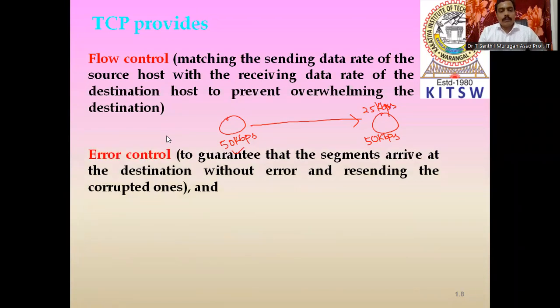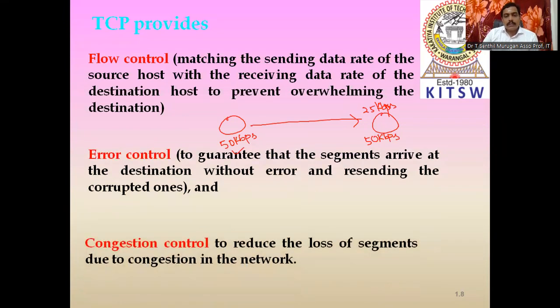Next, error control. While transmitting data, some data may be lost. Error control should guarantee that the segment arrives at the destination without error, resending the corrected ones. It will check whether all the data is transmitted properly or not. If all the data is properly transmitted, there is no problem. So that is error control.